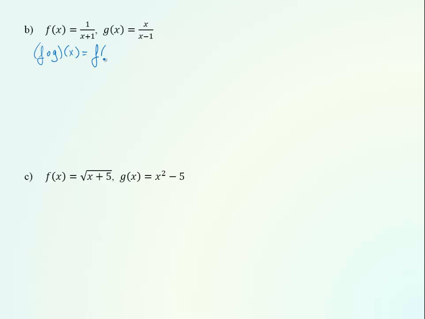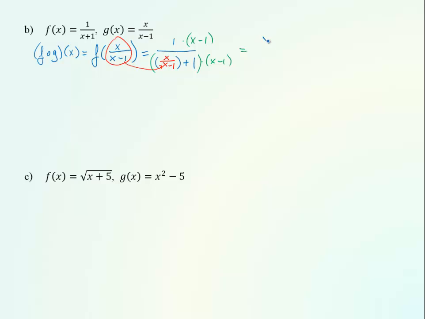That's f of g of x is f of x over x minus 1. And f is taking this as an input and plugging it in instead of x. So it will replace this spot. This whole input will be written over here, x over x minus 1. And now we need to simplify this complex fraction. Let's multiply the top and the bottom by x minus 1 in order to cancel this denominator.